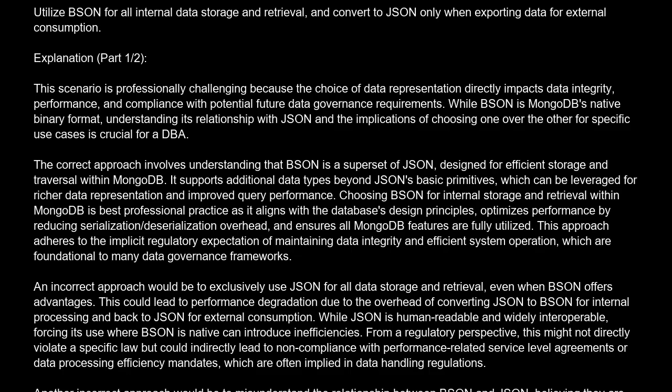The correct answer is D. Utilize BSON for all internal data storage and retrieval, and convert to JSON only when exporting data for external consumption. Explanation. This scenario is professionally challenging because the choice of data representation directly impacts data integrity, performance, and compliance with potential future data governance requirements.